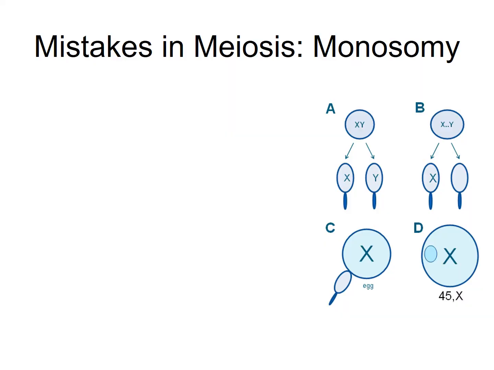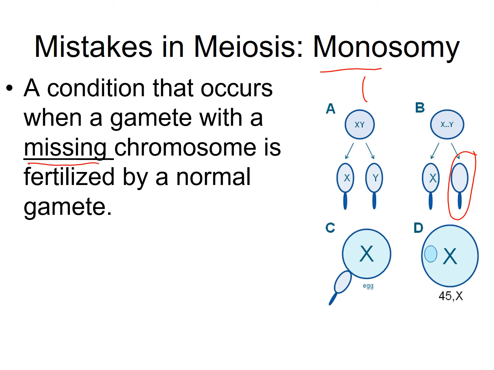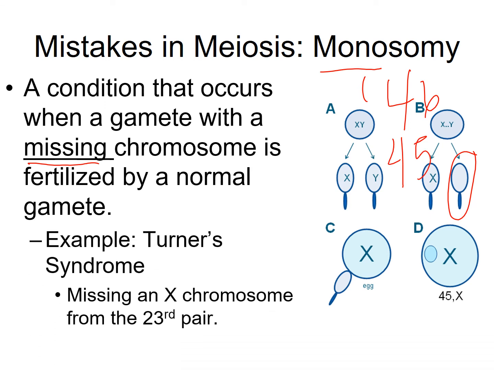Mistakes in meiosis: monosomy. Mono means one. What happens here is that the male gamete contributed nothing, but it still fertilized the egg, and the girl only got one X. So this is when we're missing a chromosome. We were supposed to have 46 and now we have 45. An example is Turner syndrome, where we're missing an X chromosome on the 23rd pair.